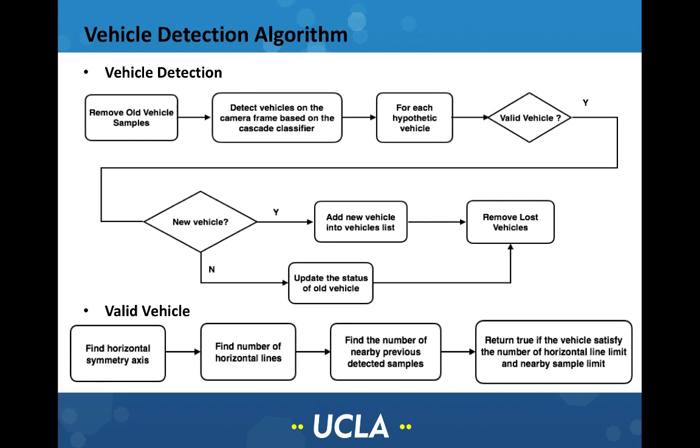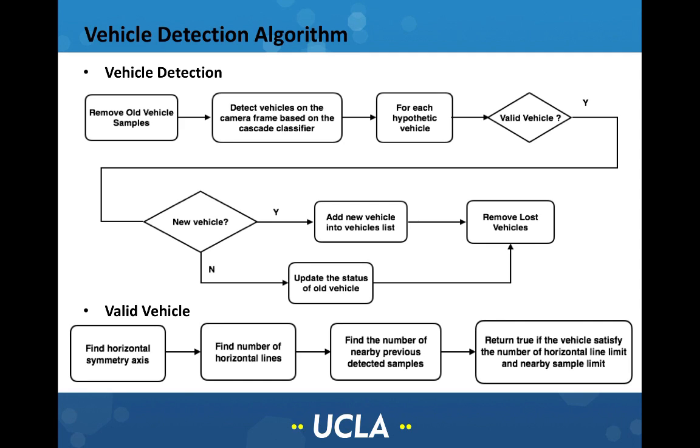Firstly, we find the horizontal symmetrical axis in the vehicle regions. And then we find the number of the symmetric horizontal lines of the vehicle. And also we will find the number of the nearby previously detected samples. So the valid vehicle function will return true if the vehicle satisfies the horizontal line number limit and also the nearby sample limit.